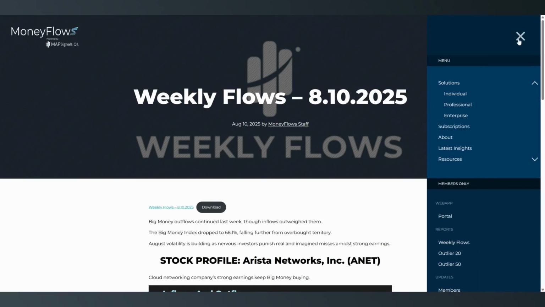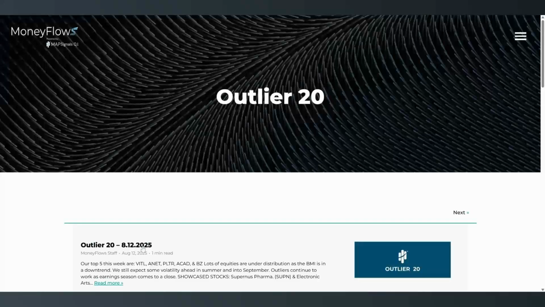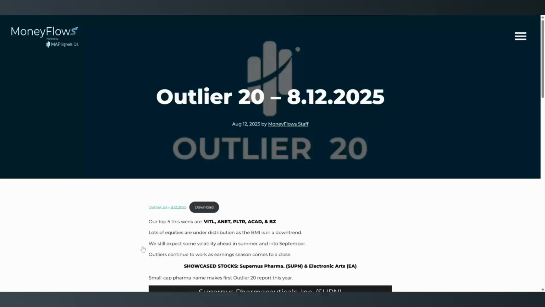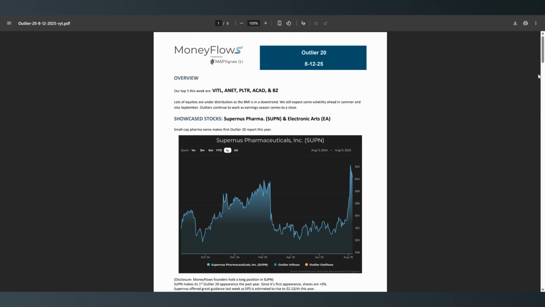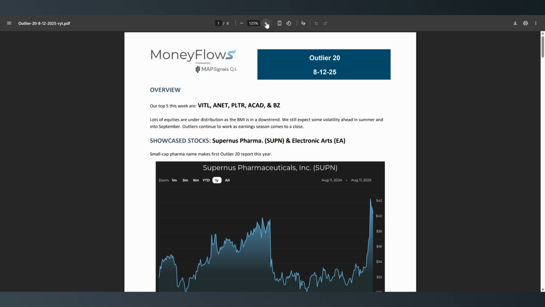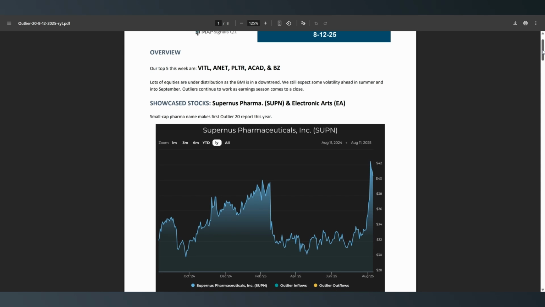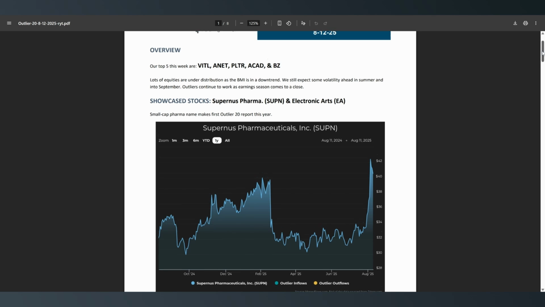Now let's go ahead and pivot to our Outlier 20 report. And why not go to August? This is where the hitters list showcases itself. All of the outliers eventually have to be on this report. You can see our top 5 this week. We've got Arista Networks. We've got Vital here. We've got Palantir, ACAD, and BZ.